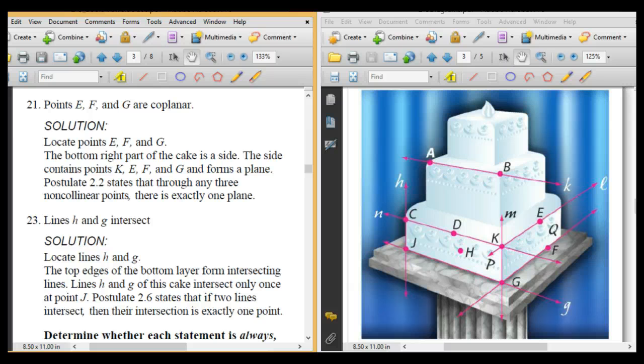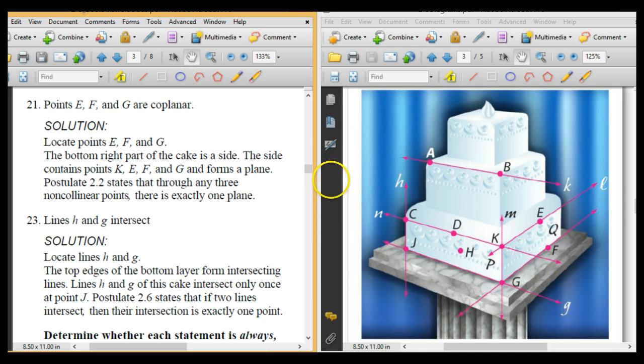And number 21, it says points E, F, and G are coplanar, or on the same plane. So locate points E, F, and G. E right here, F right here, and G right there. The bottom right part of the cake is a side. So this side right here, the side contains K, E, F, and G, which forms a plane. So K, E, F, and G forms a plane right there.